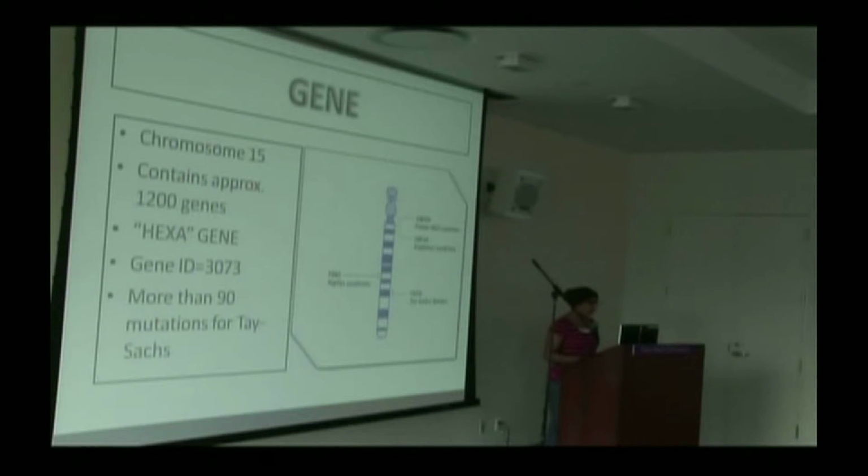The gene. For Tay-Sachs, it is on chromosome 15, and chromosome 15 contains 1,200 genes, and HEXA is one of them. HEXA's gene ID is 3973. A gene ID is just another way of identifying a particular protein sequence. For Tay-Sachs, the gene can have more than 90 mutations. A mutation is simply an accidental change in your DNA sequence. Here you can see the Tay-Sachs, it might be ATA, but it changes to AAA.